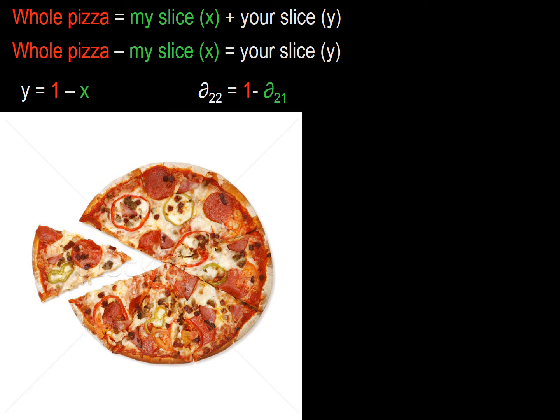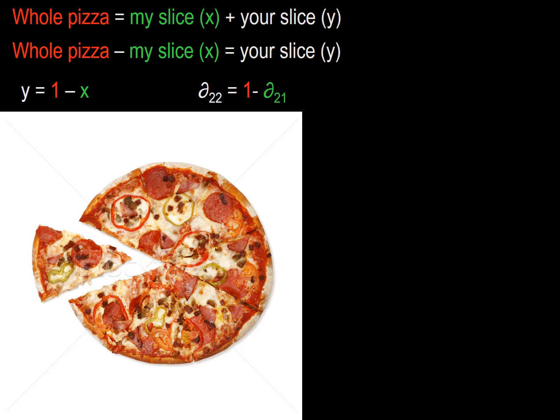Now the pizza rule is basically an observation about how we distribute a single object. So the whole pizza is equal to my slice of the pizza, x, plus your slice of the pizza, y. Now we can rearrange this by, for example, subtracting from both sides of the equation my slice of the pizza. And what that's going to do is shift my slice with a change to a negative value to the other side of the equal sign. So the whole pizza minus my slice is equal to your slice, right? This is intuitively true, and it's algebraically true.